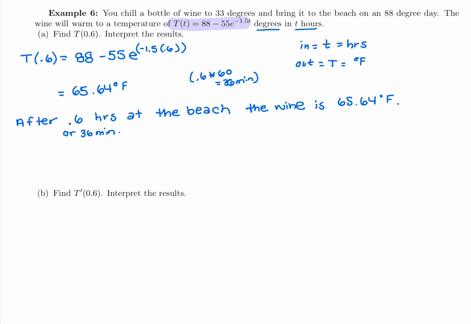So the next part says find T prime of 0.6 and interpret the results. So plugging into the original, however many hours, tells us the temp. Plugging into this derivative is going to tell us how fast the temp is increasing or decreasing. This one's obviously increasing based on the context of the problem, but we are going to get a rate of change when we plug into the derivative. So first of all, we need to take the derivative of our function here. We want to recall how to do this.